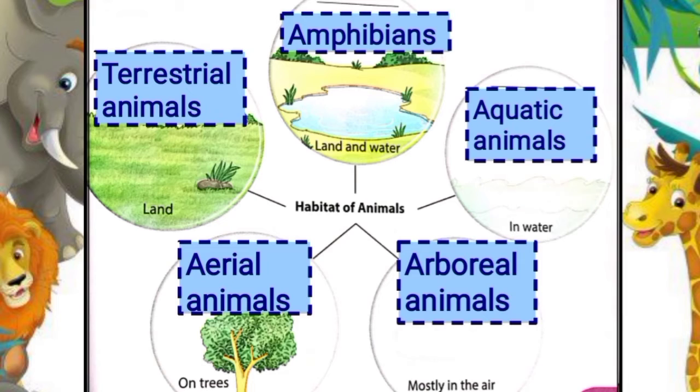So animals are found everywhere: on land, on trees, flying in the air, and in water. Some animals are also found on both land and water. Based on where animals spend most of their time, they can be grouped into terrestrial animals, arboreal animals, aerial animals, aquatic animals, and amphibians.